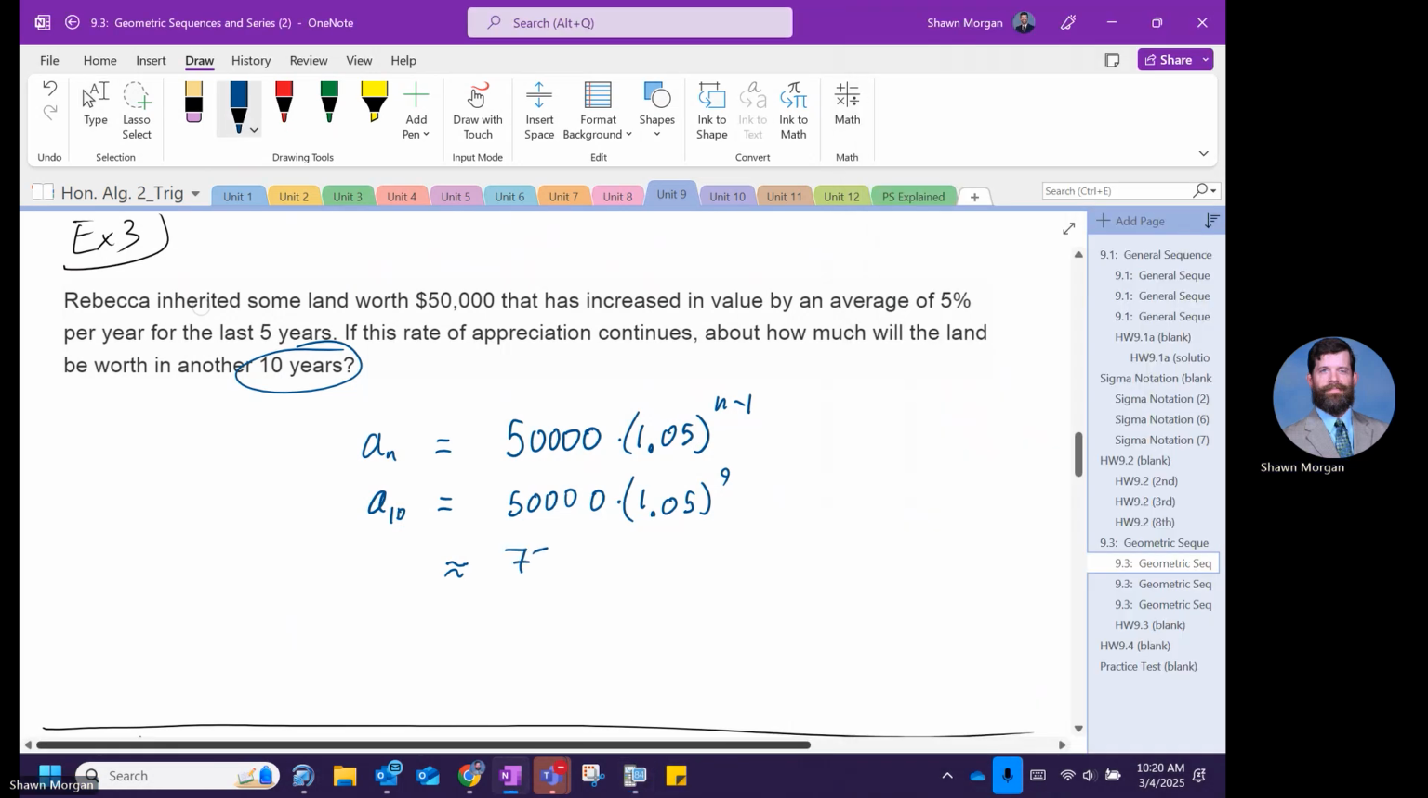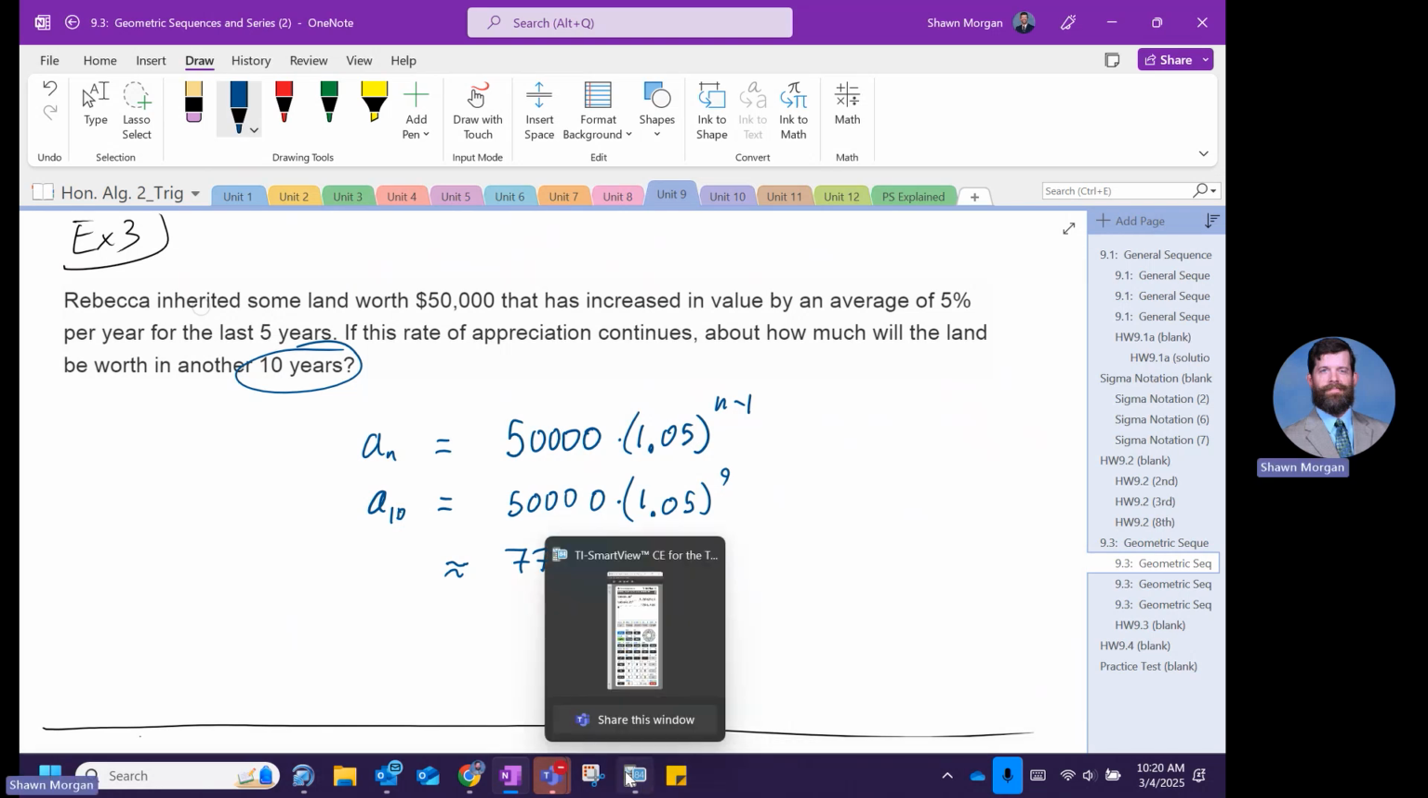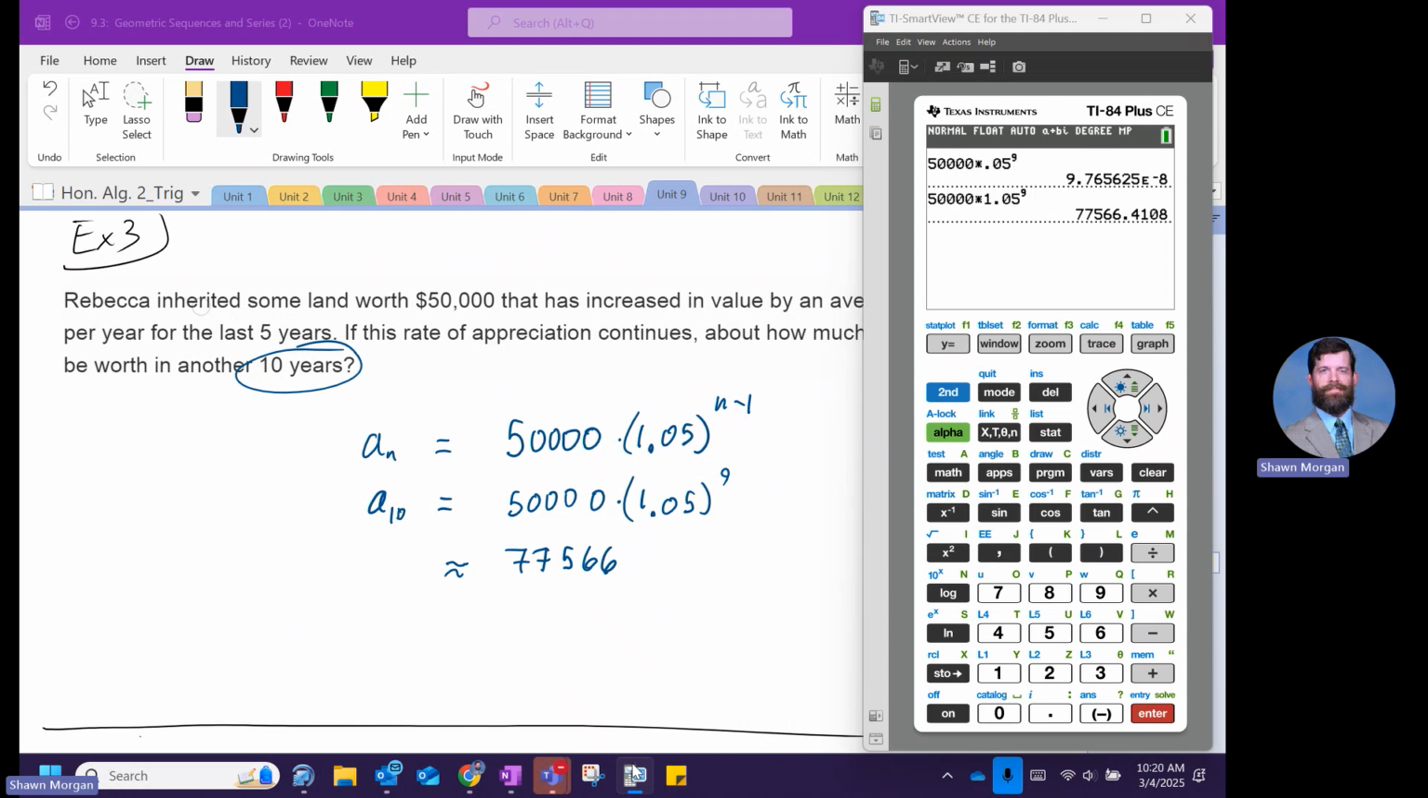77,566. Was there any change involved on this? 41.